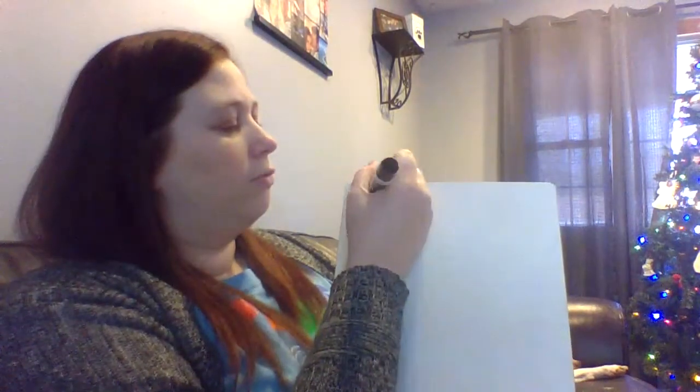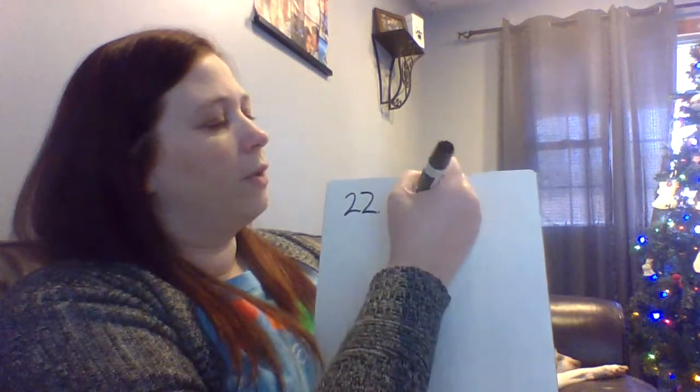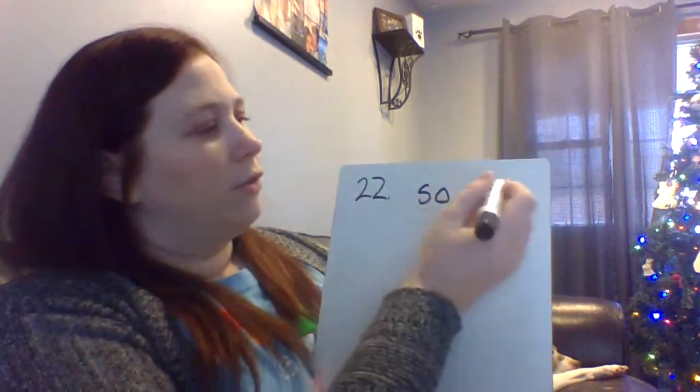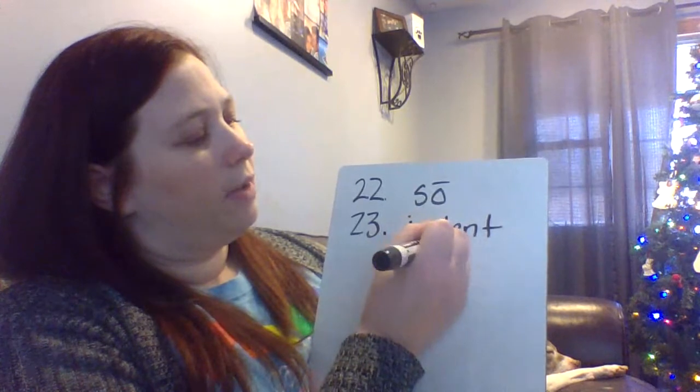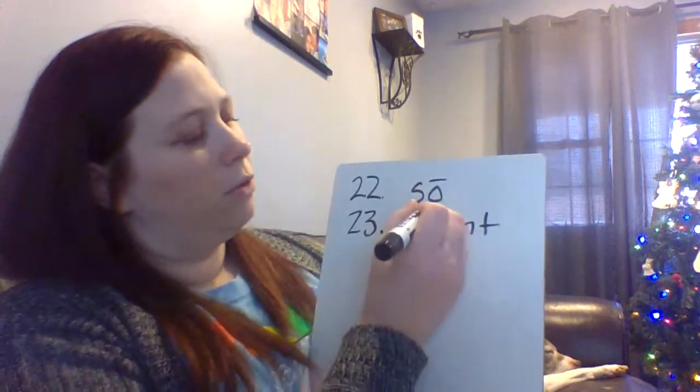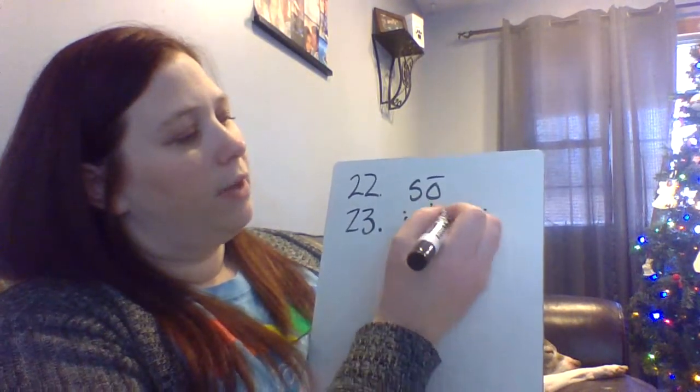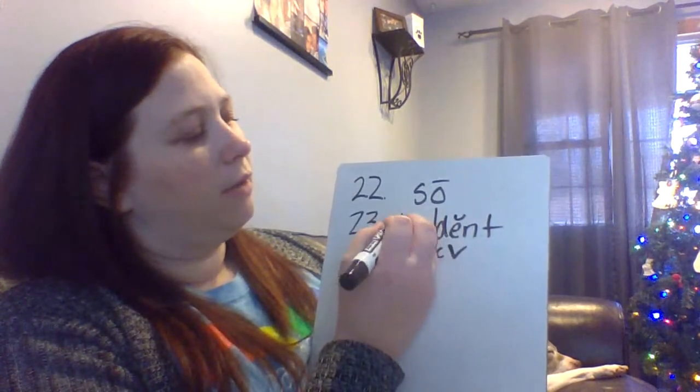Number 22. They're throwing an easy one in there for us. So, it's open, it gets a macron. 23. Indent. Here we have vowel, consonant, consonant, vowel. So we're going to draw a line here. Here we have vowel, consonant gets a breve, and vowel, consonant gets a breve.